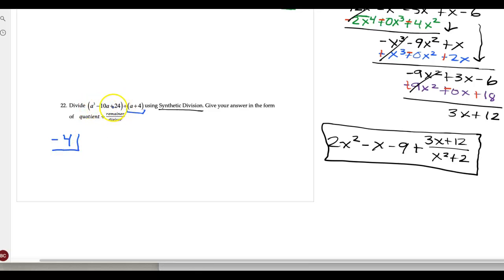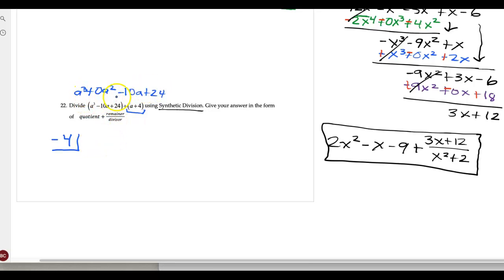And then I need to write down this, but I've got to make sure that there's no missing terms, kind of like I was doing up here on this other one. So I'm going to rewrite this again. This is a to the third, and there's no a squared term, so I need to put plus 0a squared. All right, then there's my a term, so minus 10a, and then plus 24.